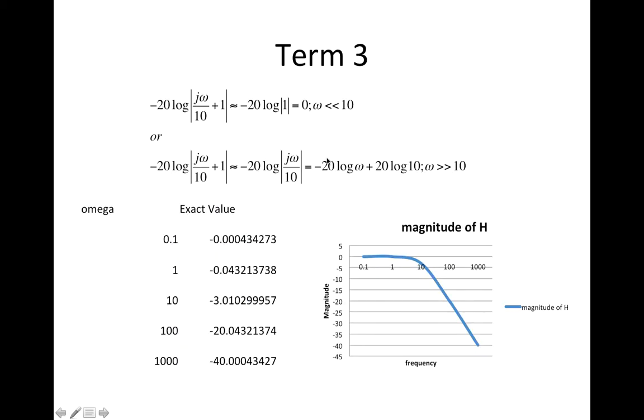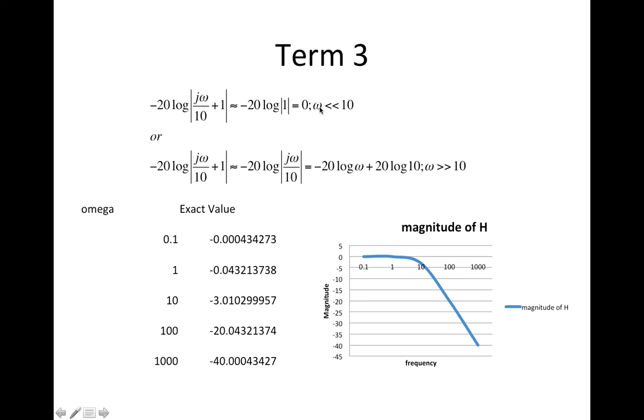Now let's look at term 3. Term 3 is a little more complicated. Basically, term 3 is minus 20 times the log of the absolute value of j omega over 10 plus 1. So in this case, first of all, what we're going to do long term when we actually plot Bode plots by hand is we're going to make some approximations. So this changes depending on the range of frequency you look at.